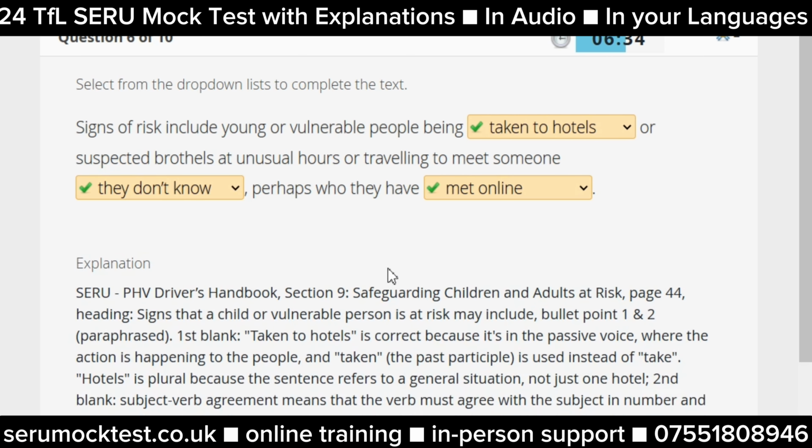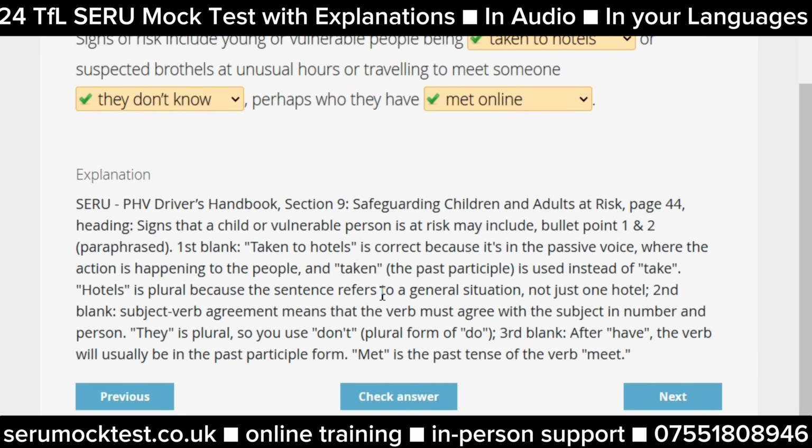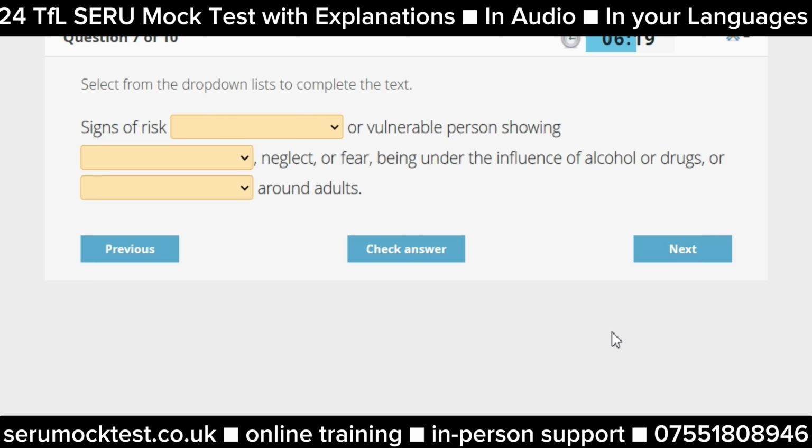Okay, let's move on. Check first. This is all correct, as you see in the explanation after have. After have, the verb will usually be in the past participle. So met is the past participle which is used here. Next, we have got 3 more left.